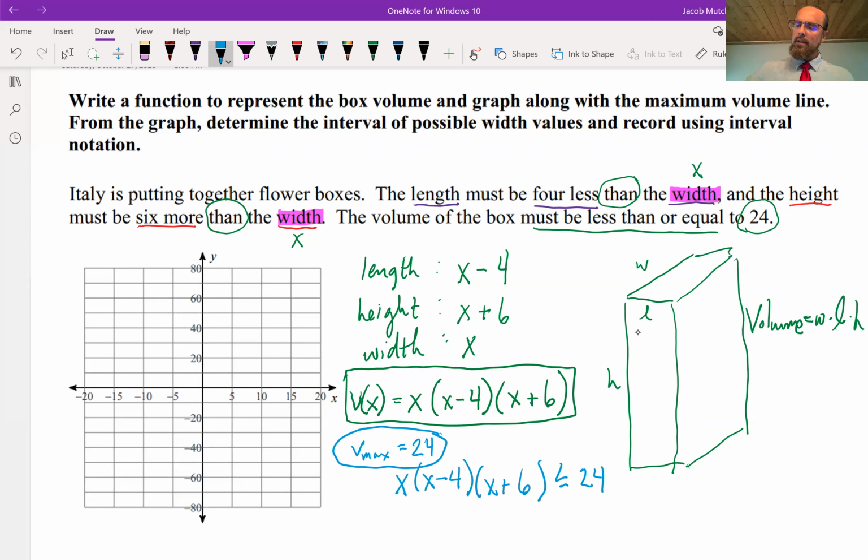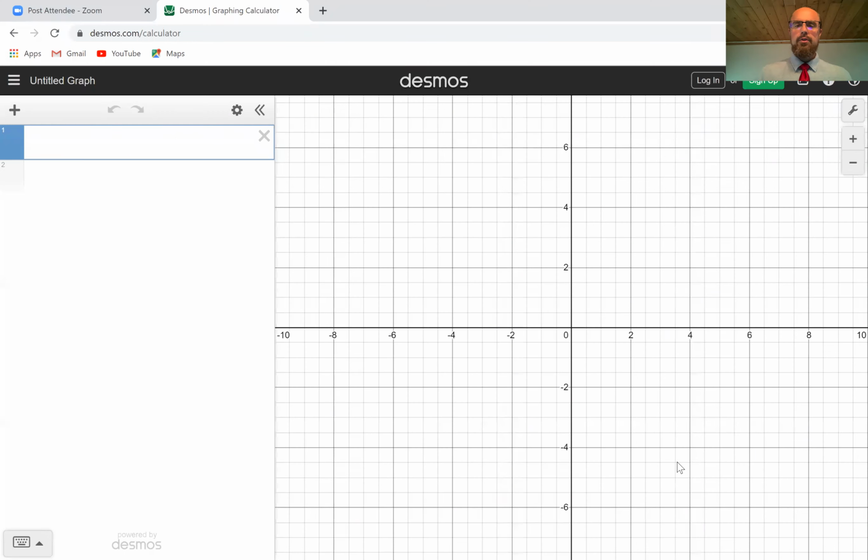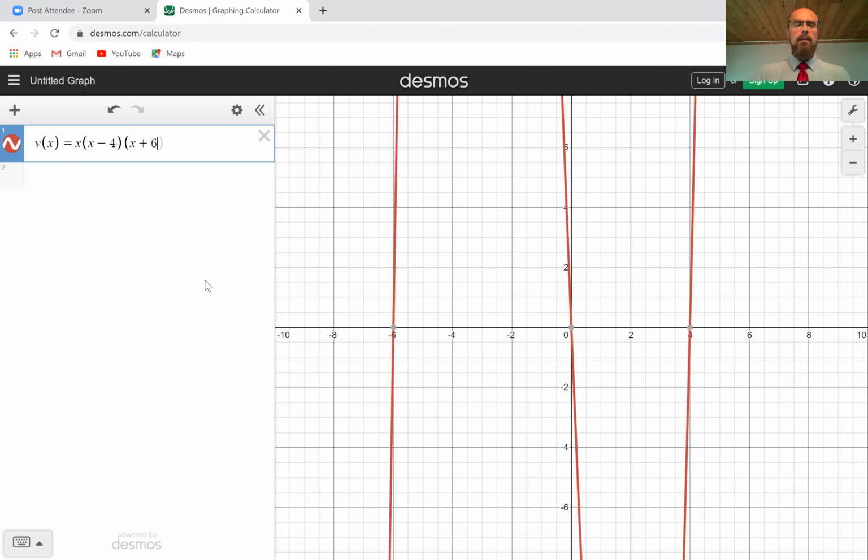I'm going to record them, and then I'm going to go over to Desmos to take a look at the graph so we can put it here on our coordinate plane. So let's head over to the graphing calculator. And again, what we want really is a table of values that will help us recreate the graph on our screen. So first thing, I'm going to type in V of x, that's my volume function, equals x, in its factored form, times x minus 4 times x plus 6. Again, that's the width times the length times the height.